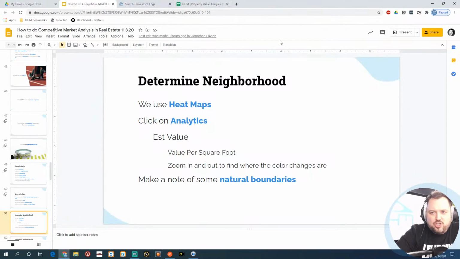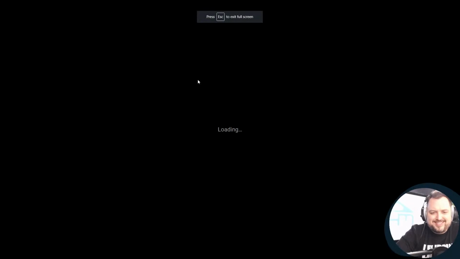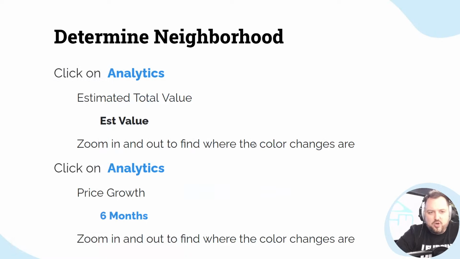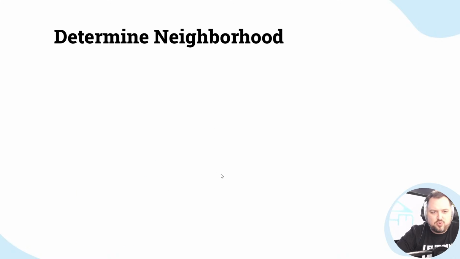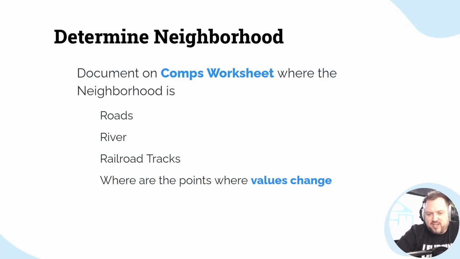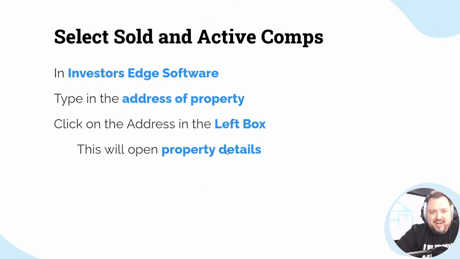Okay, so that's determining the neighborhood. We are understanding the heat maps. We're understanding the values, the value per square foot. We're zooming in, we're zooming out. We're making notes on the actual process, what's happening there. We click on analytics. We're looking at price growth. We're documenting on the comps worksheet the roads, the rivers. Those natural barriers could be anything, not just roads. Typically, they are roads. Where are the points where the values actually change, where we're seeing something different than we did before? And we're documenting that on this worksheet.